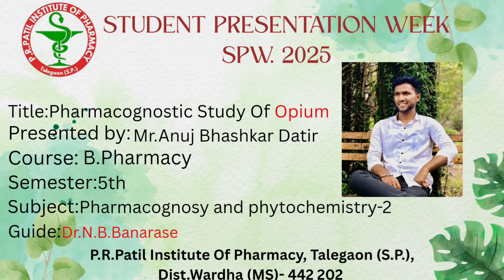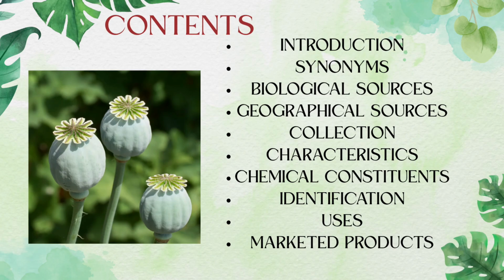I am a student of B Pharmacy 5th semester and today we are discussing the pharmacognostic study of opium. So let's get started. Contents: introduction, synonyms, biological sources, geographical sources, collection, characteristics, chemical constituents, identification, uses, marketed products.